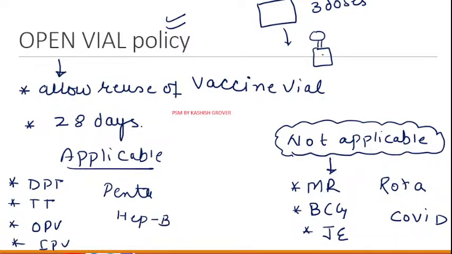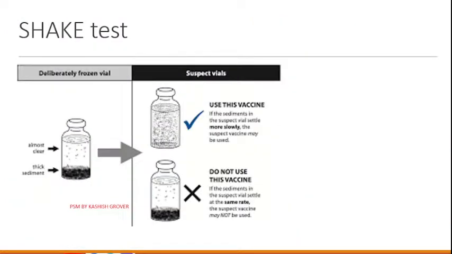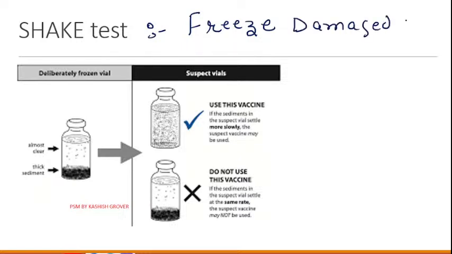Right? So this is open vial policy, very, very important. Please don't miss it. Now shake test. Shake test is used for freeze sensitive vaccines. So shake test is used for freeze damaged vaccines.